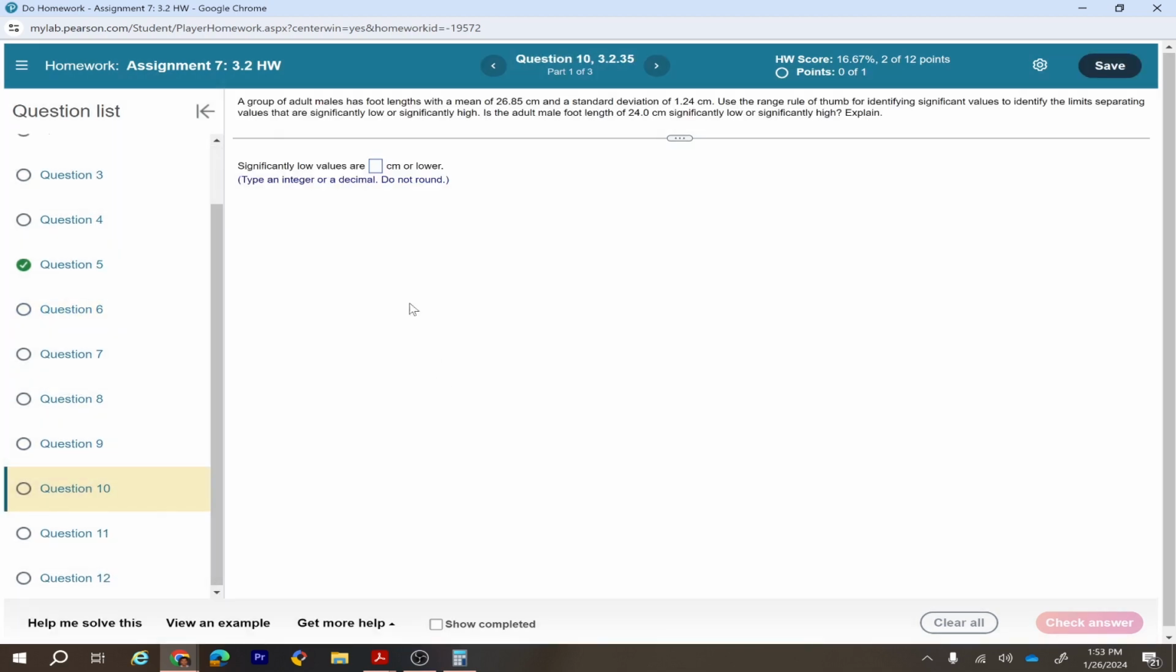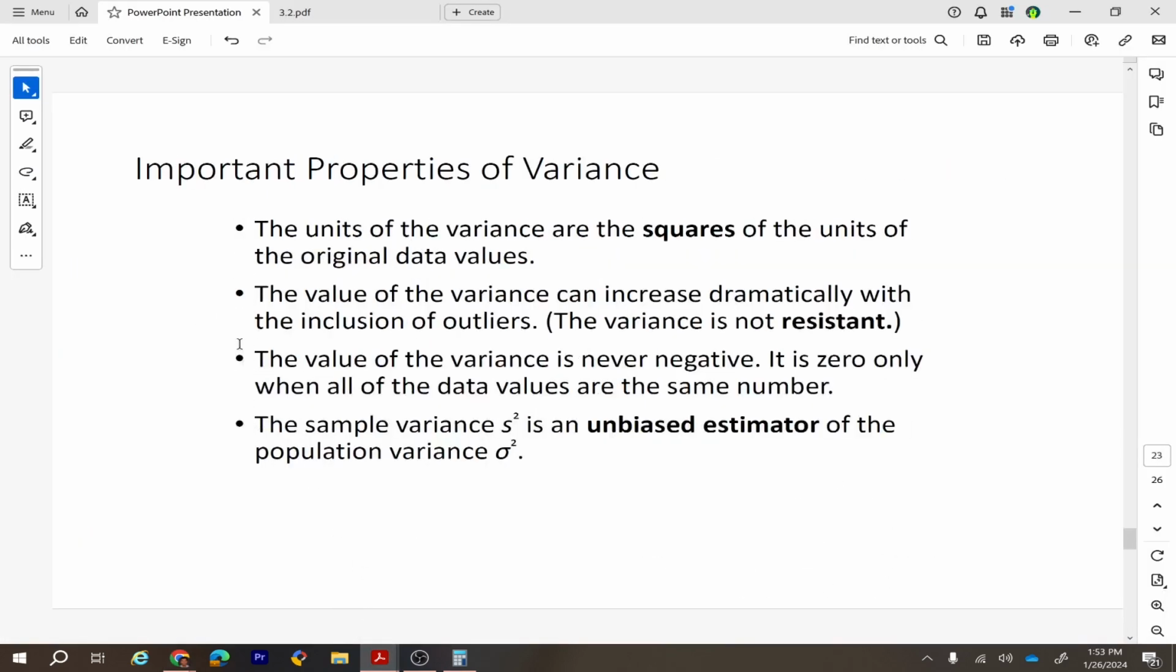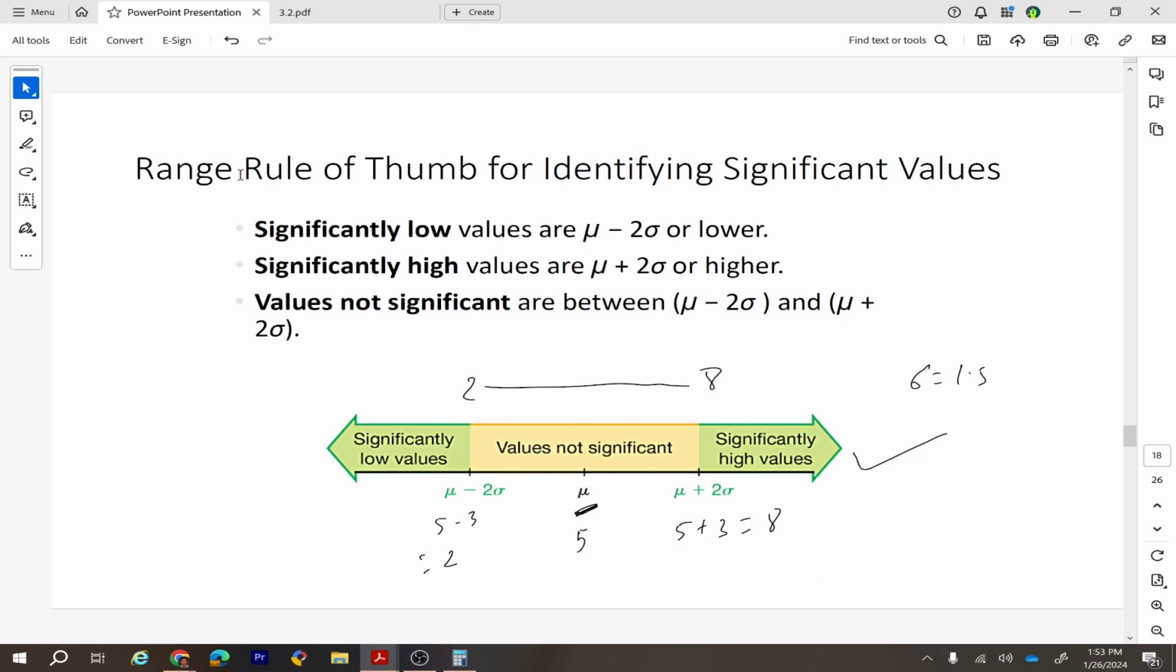Let's say problem number 10. A group of adult males has foot lengths with a mean of 26.85 centimeters and a standard deviation of 1.24 centimeters. Use the range rule of thumb for identifying significant values to identify the limits separating values that are significantly low or significantly high. This is the rule they are talking about, the range rule of thumb. Anything greater than the mean plus 2 times the standard deviation is a significantly high value, and anything less than the mean minus 2 times the standard deviation is a significantly low value.